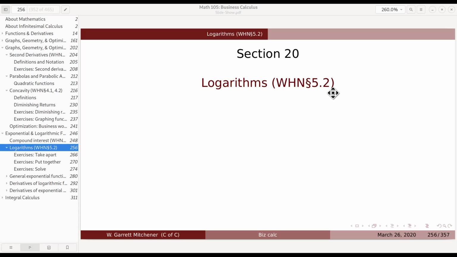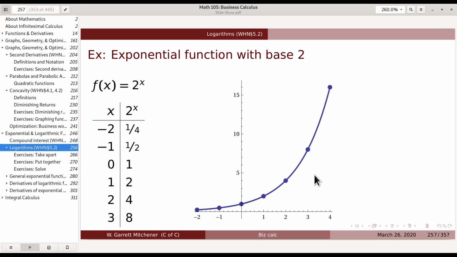In this video, I'm going to introduce logarithms. Now, to begin with logarithms, I really need to tell you a little bit more about exponential functions. For starters, here's an easy exponential function that you've probably encountered one way or the other. This is simply the function f of x equals 2 to the x.